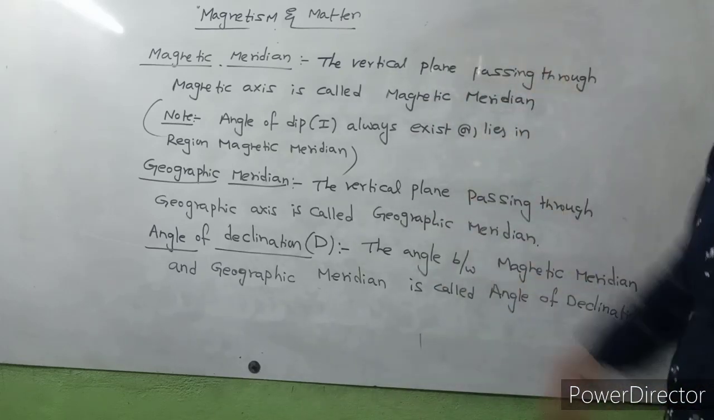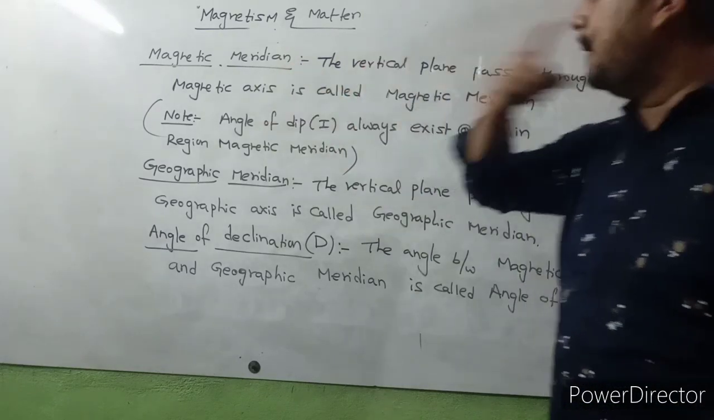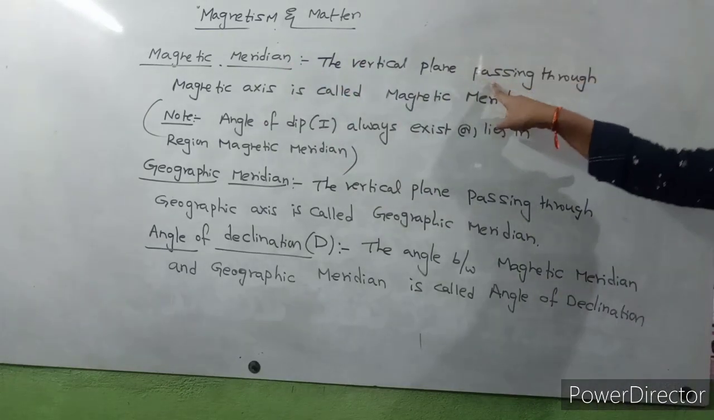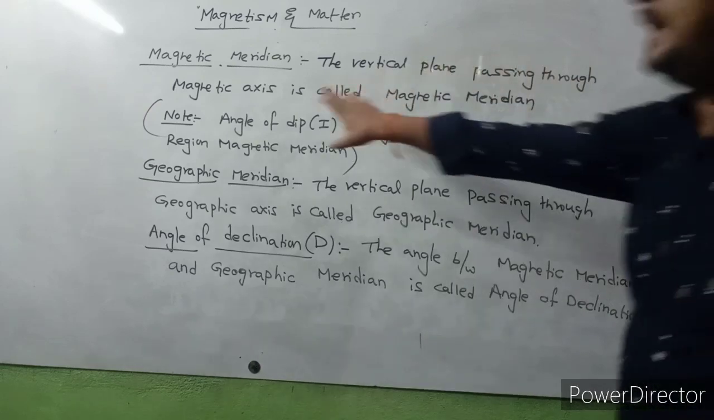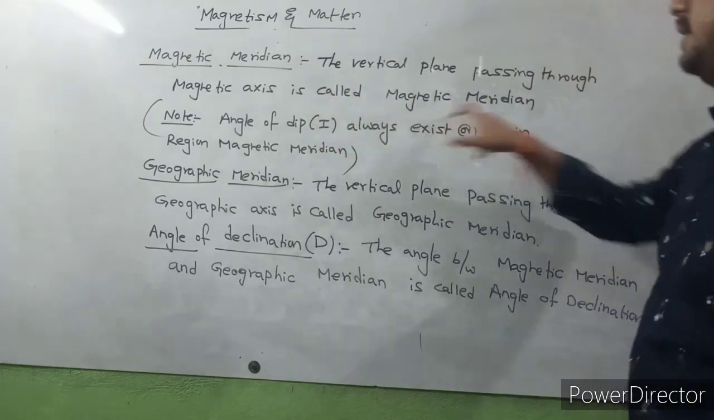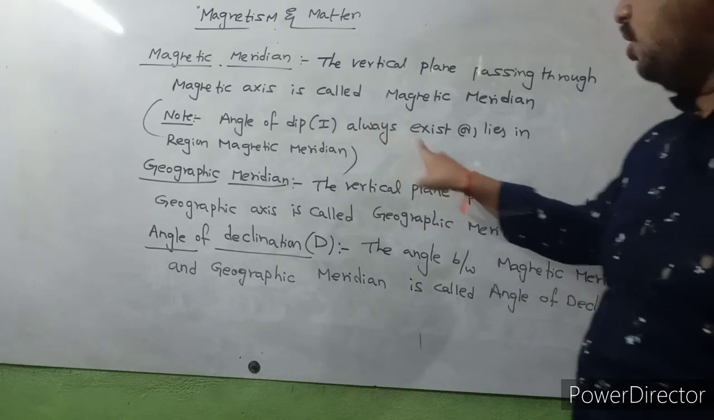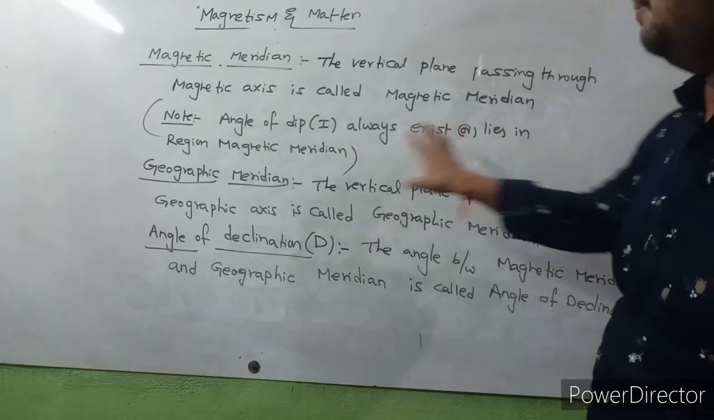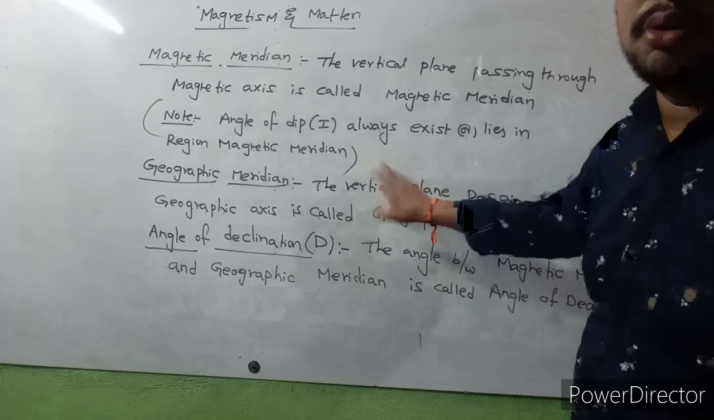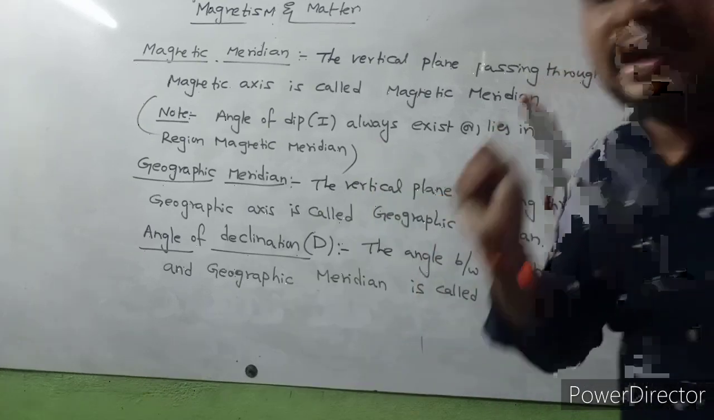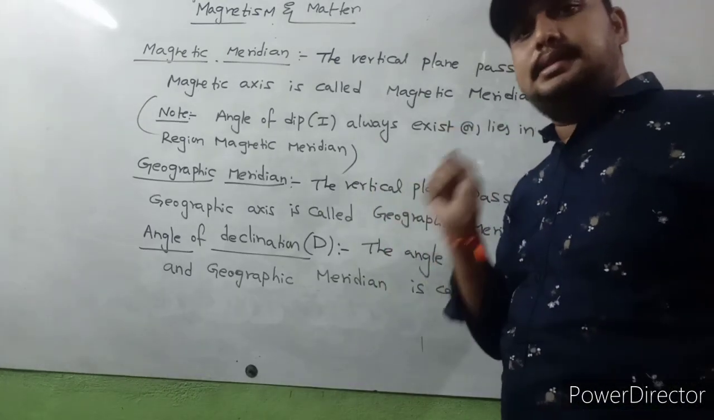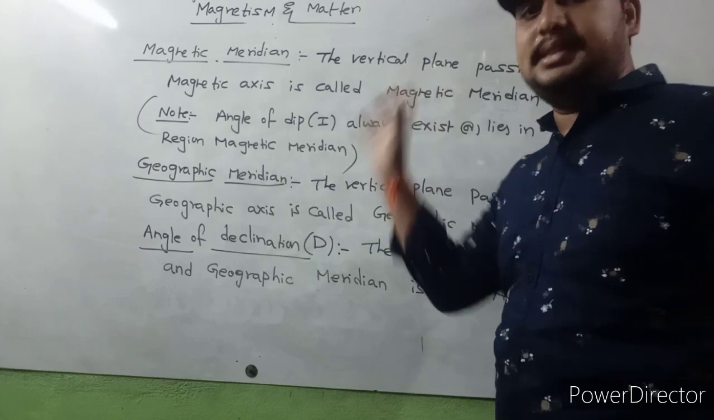Observe carefully. What is meant by magnetic meridian? The vertical plane which is passing through the magnetic axis is called the magnetic meridian. Note, the angle of dip always lies in the magnetic meridian. This is a very important point. Dip or angle of inclination always lies in the magnetic meridian region.